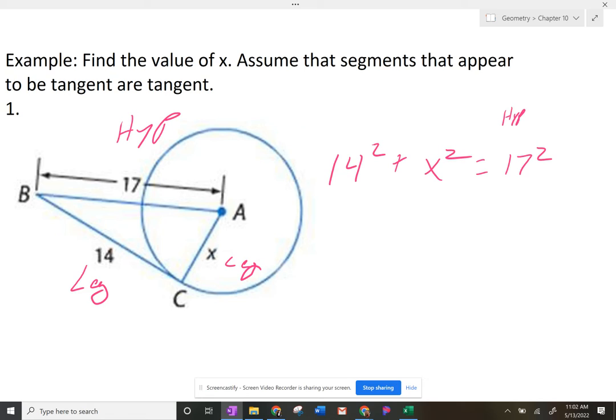Again, as soon as we turn it into that stuff that we've done from a couple chapters ago, because there's a circle in there, for whatever reason, it seems like it's way more confusing, but it's just the Pythagorean theorem. Okay, so 14 squared is going to be 196 plus x squared equals 17 squared. 17 squared is a big number. 289.